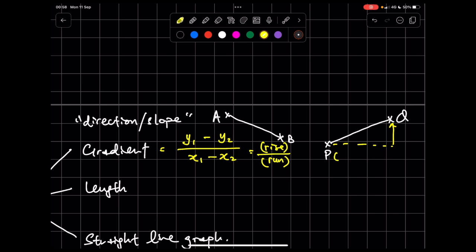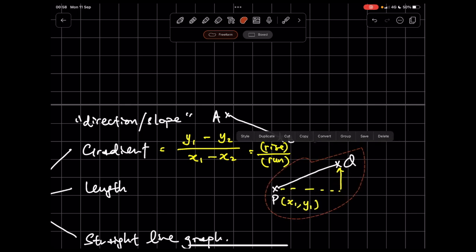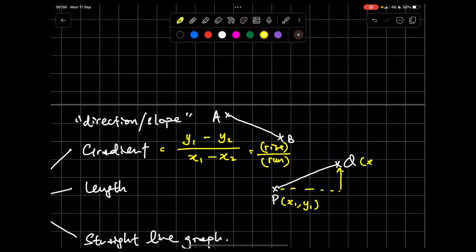So let's say this is x1, y1, and let's say Q is described by x2, y2. So the rise is simply y2 minus y1, which is slightly different from what I wrote down, but I will explain later why this doesn't really matter and this actually works. The rise is y2 minus y1 because you know that y2 is the bigger number, right?